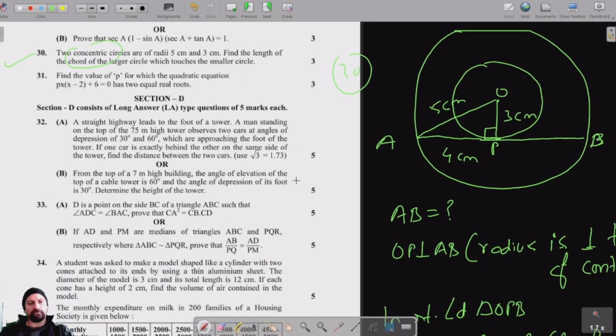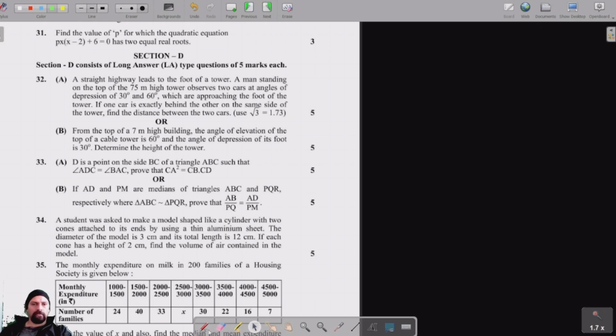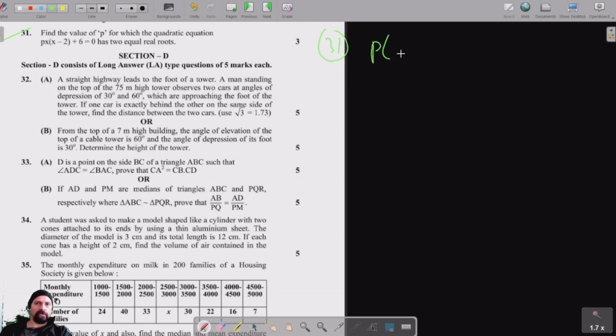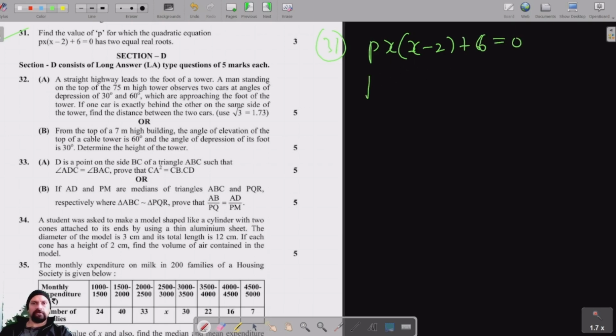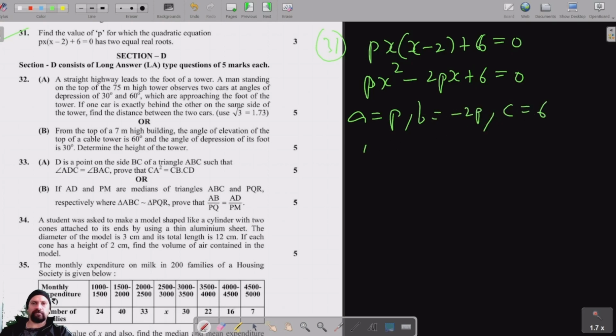Let's move on to question number 31. For question number 31, we have to find the value of p for which the given quadratic equation has equal roots, and the given quadratic equation is px into x minus 2 plus 6 is equal to 0. Now let's get this quadratic equation in the standard form. So this is px squared minus 2px plus 6 is equal to 0, where a is p, b is minus 2p, and c is 6.